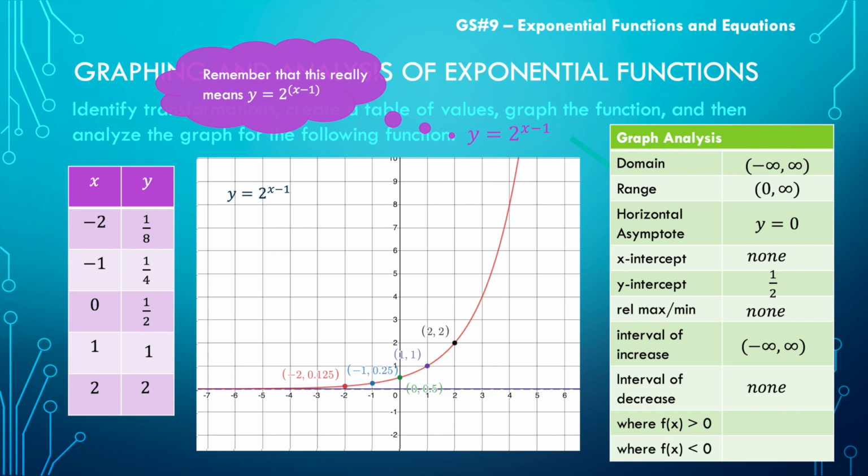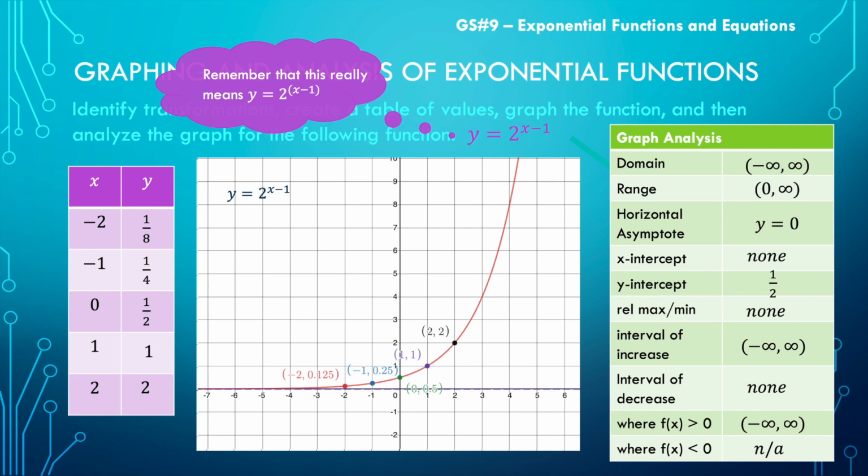Where is f of x greater than 0? For this, we are interested in where the graph is above the x-axis. For this particular graph, it's everywhere, right? This graph does not dip below the x-axis at all. So where f of x is greater than 0 is negative infinity to positive infinity. And that means, where is the function less than 0? Where is it below the x-axis? That's nowhere, so we would say NA here.